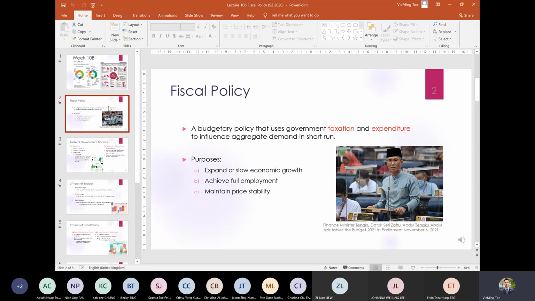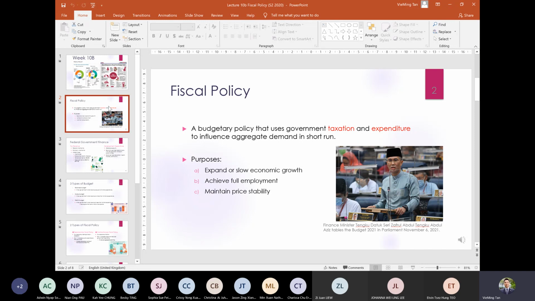One of the tools or financial policies that can be used by government is called the fiscal policy. This fiscal policy is a budgetary policy that can be used by government to control the taxation and expenditure of a country. By using these two tools, taxation and expenditure, this can help to influence and monitor the aggregate demand in the short run.